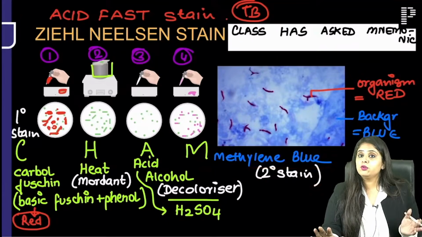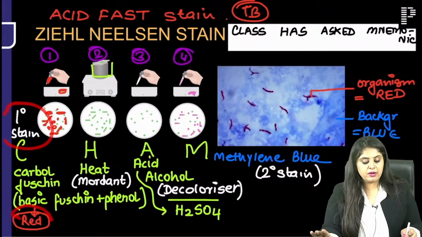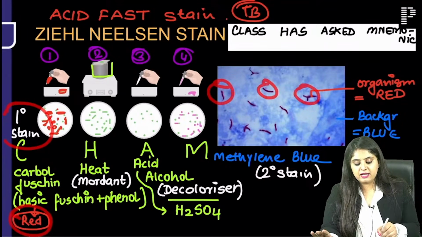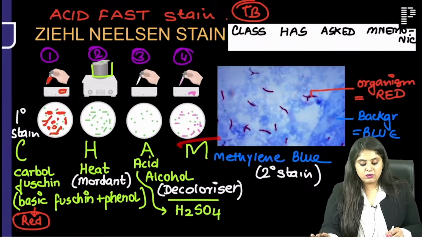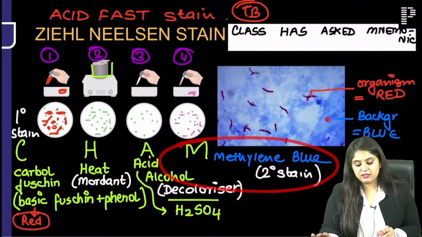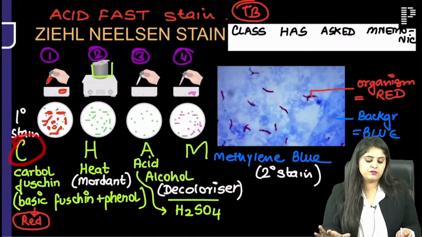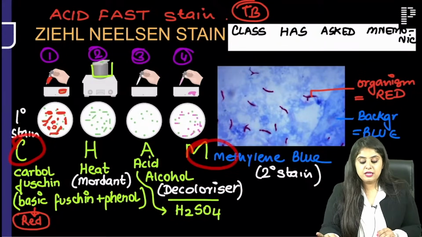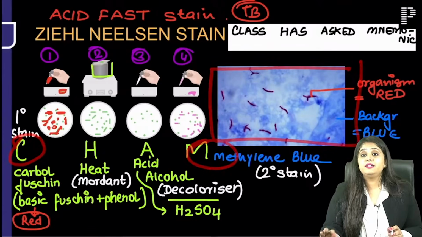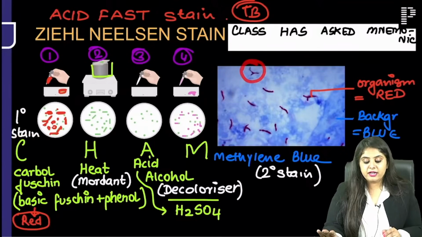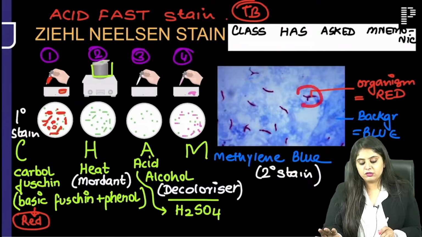Methylene blue. So if you look very carefully, the primary color that you added was red. That is why the bacteria have come out to be red. And the background color that you added was methylene blue. That is why the background color has come out to be blue. By chance, if you forget in the exam what the first color and the last color were, and the examiner has given you a slide, peep into it, you will see red and blue. You will say, okay, first one was carbol fuchsin, last one was methylene blue.